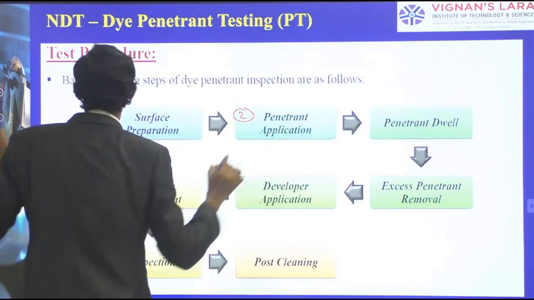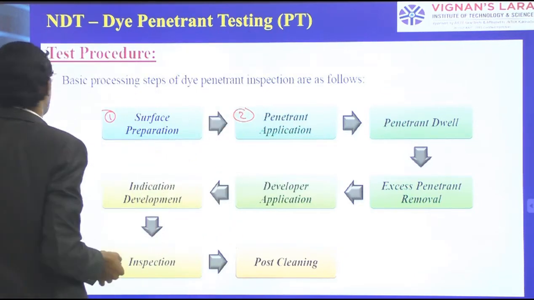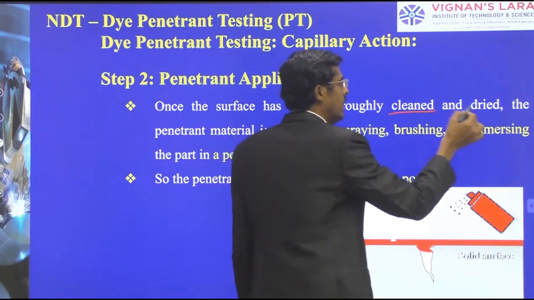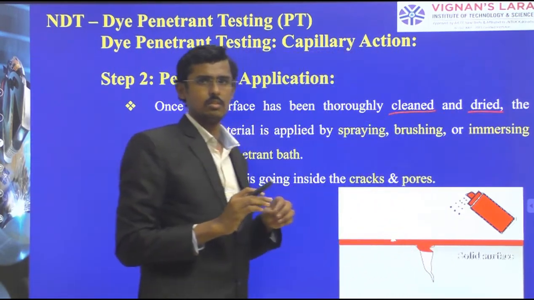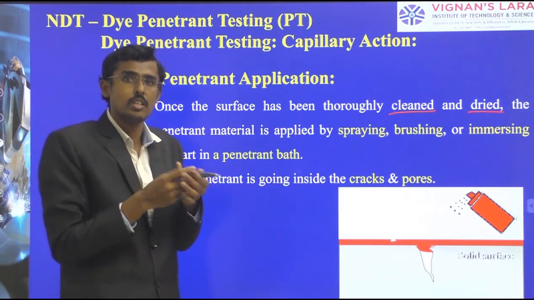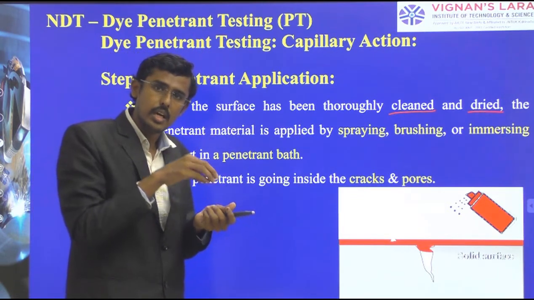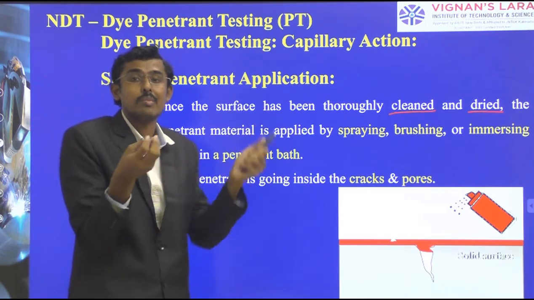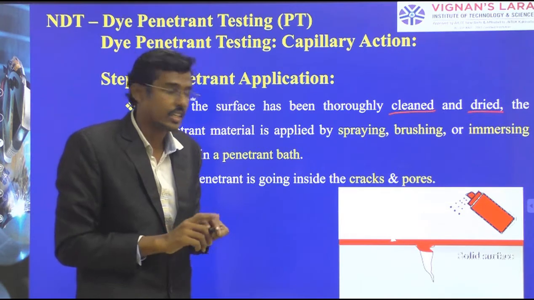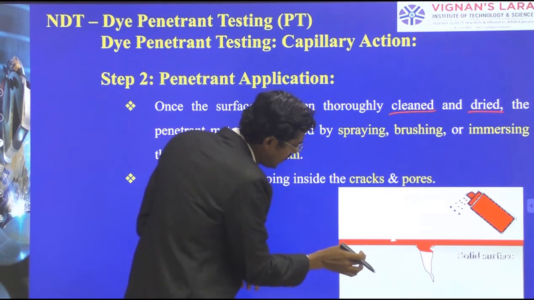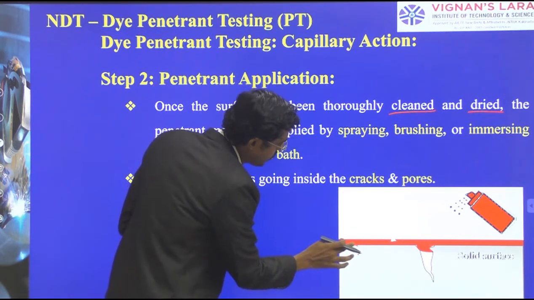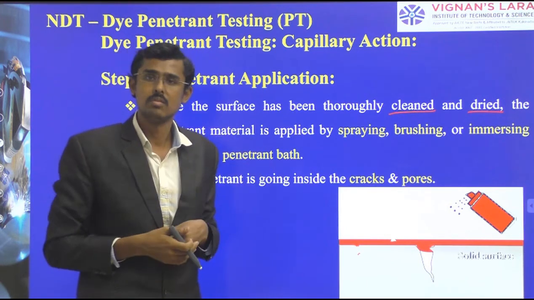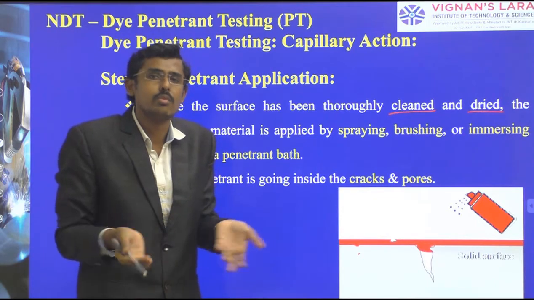Penetrant application. After cleaning, we go for the penetrant application, once the surface has been thoroughly cleaned and dried. Because we are going to apply penetrant, on the dried surface the penetrant has to stick, using gripness, surface tension, and the absorbing property we have seen for capillary action. Those things we are creating here. The surface tension should be in contact with the specimen. If there is no contact, how will it flow out?